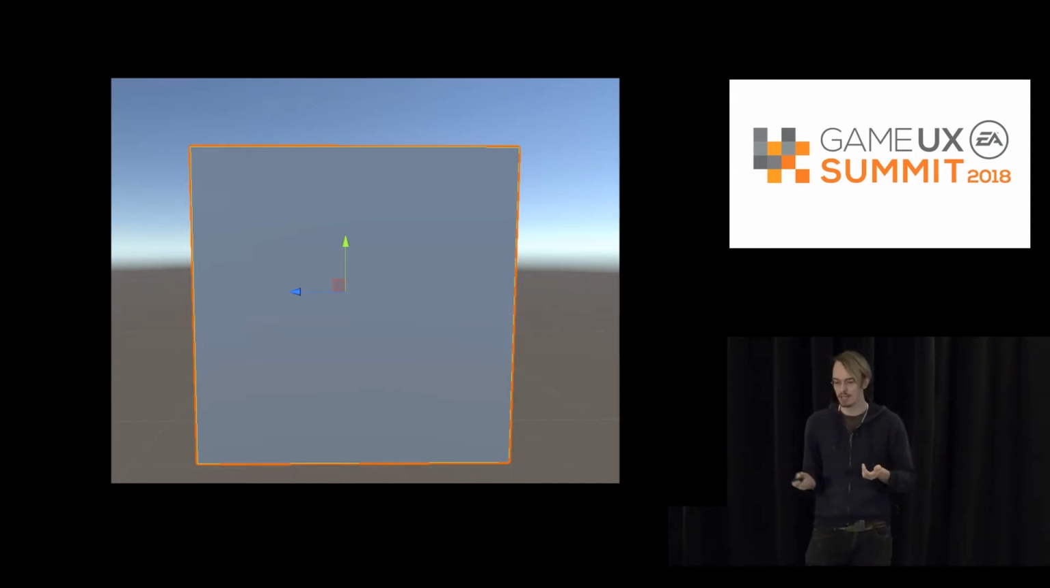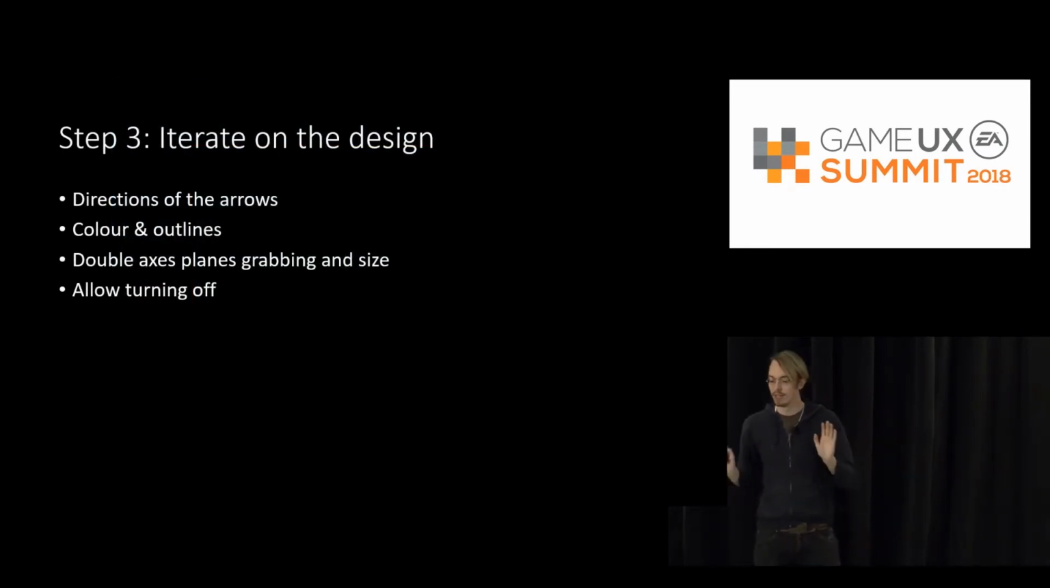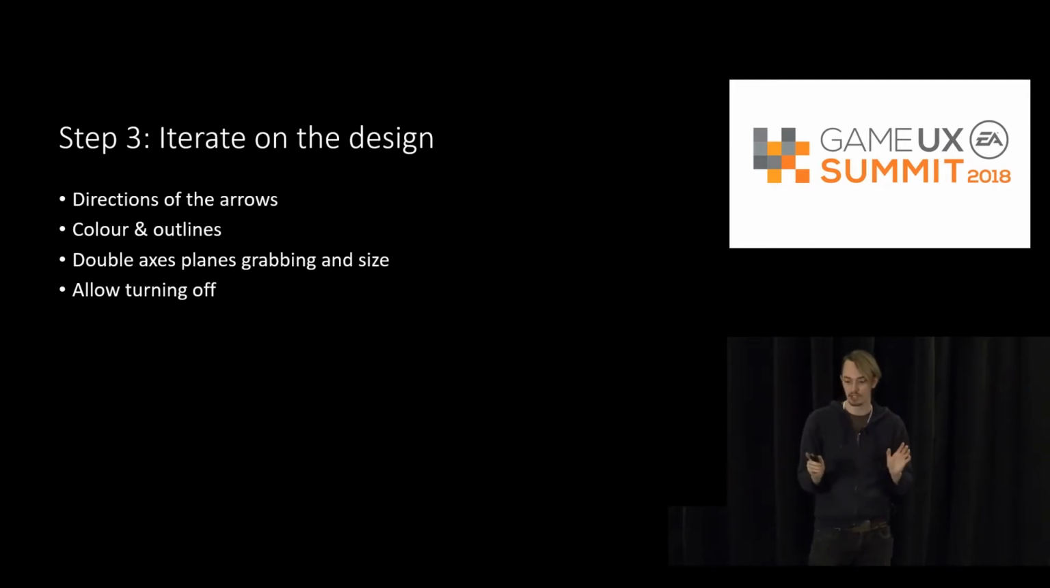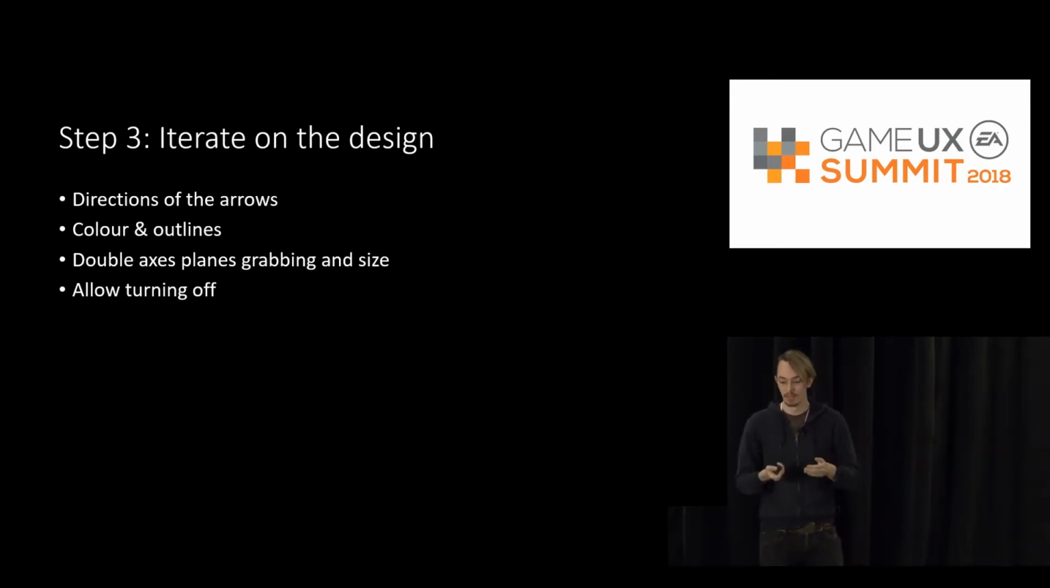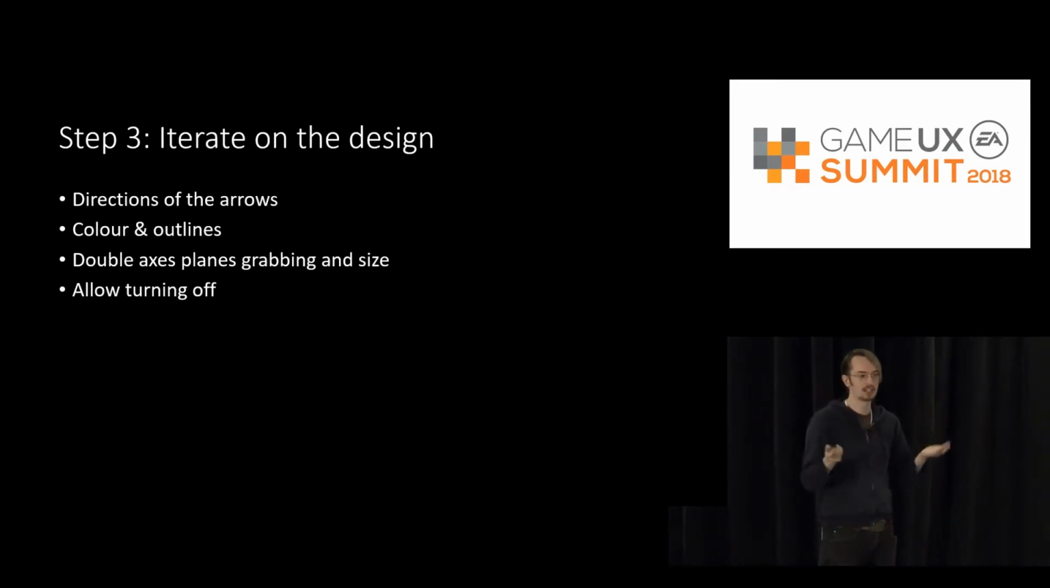Should we just go and do that? No, hold on. We've got to iterate on the design. There's more necessary here. We need to take a look at the directions of the arrows, and if the color and outlines of the gizmos are clear, and if the double-axis planes are easy to grab, and do we allow turning off this feature? Does anyone really never want this gizmo to flip?